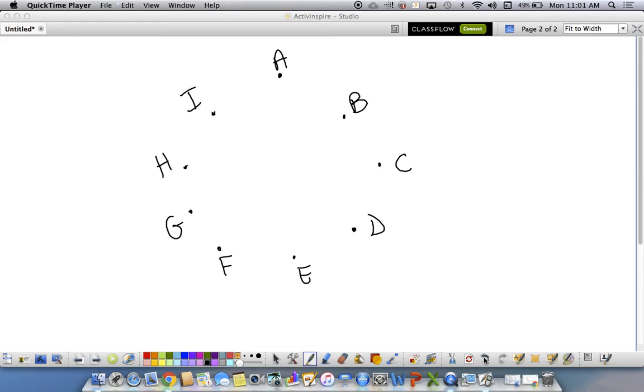I believe that's 9 people. So 9 people are standing around in a circle, and we say, all right, I want everyone to shake hands with everyone else, but you can only shake hands one time. So A is going to shake hands with B, aka line segment 1. How many line segments can be drawn?